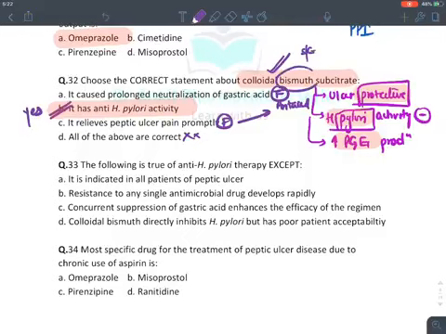Now what is the side effect of this drug? Remember, bismuth is black in color. Hence it causes black tongue and black feces. And some rare cases of Reye's syndrome have been reported with colloidal bismuth compounds.